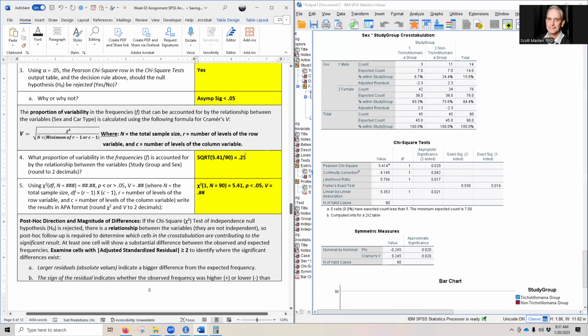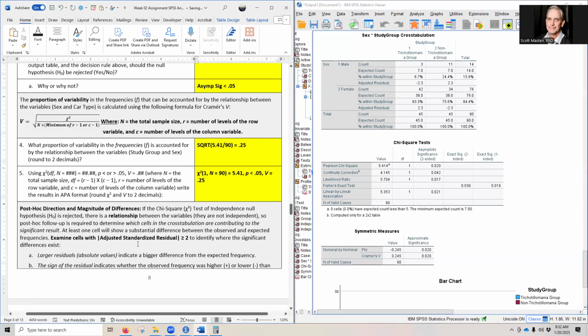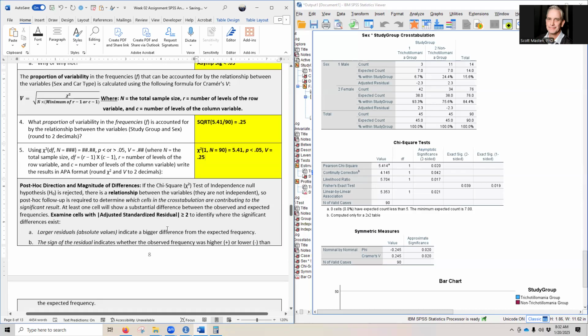And our V we determined right there is 0.25. So, post hoc: direction and magnitude of differences. Whenever a chi-square test of independence is significant, you then have to look in each of the cells. This cell, that's a cell, cell, cell. So it's all crosses of trick males, trick females, non-trick males, non-trick females.